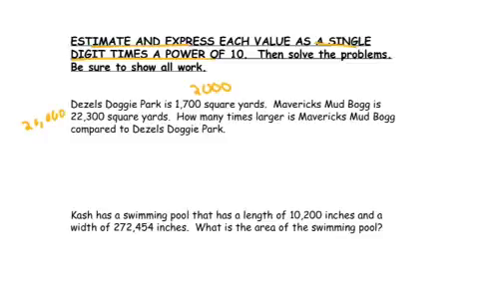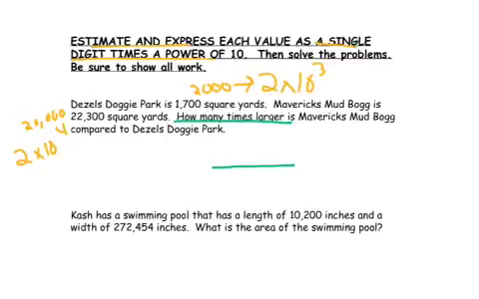Then I would express them as a single digit times the power of 10. So this one would become 2 times 10 to the 3rd. And down here, this would become 2 times 10 to the 4th. The question states how many times larger. Anytime it does that, you must always divide. That's a buzz phrase to know division.